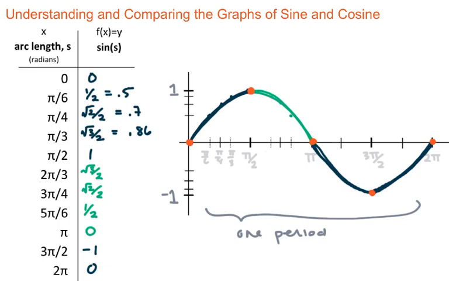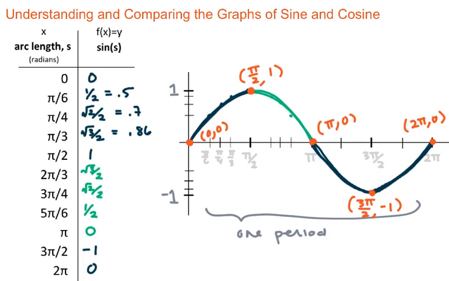And listing those, I've got (0, 0), (pi over 2, 1), (pi, 0), (3 pi over 2, -1), and then (2 pi, 0).